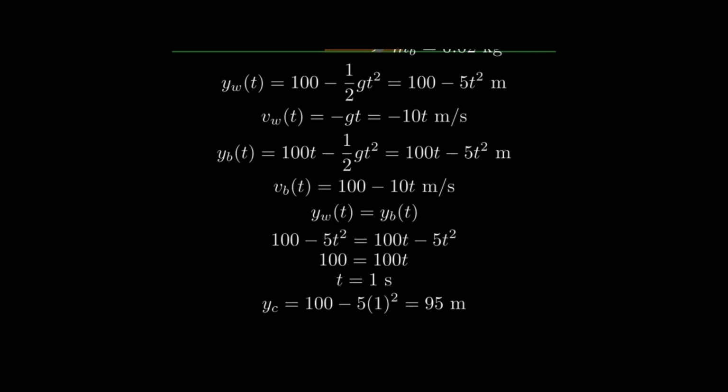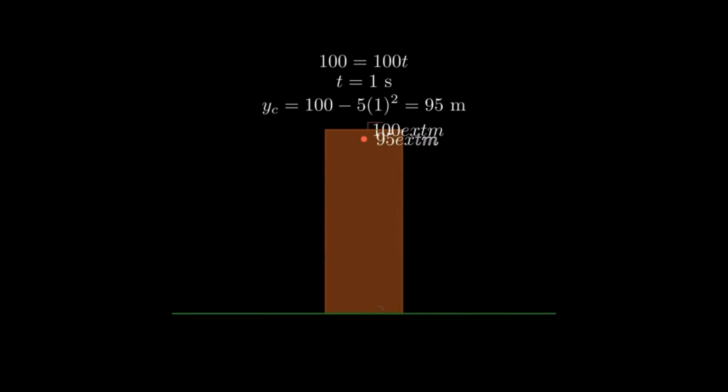Let's see this collision happening. The wood falls from the top of the building, while the bullet shoots upward from the ground. They meet at a height of 95 meters after 1 second, and the bullet gets embedded in the wood.